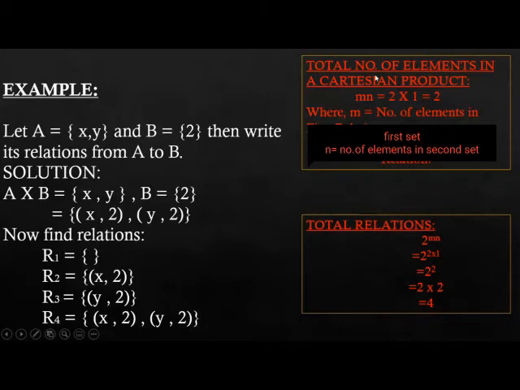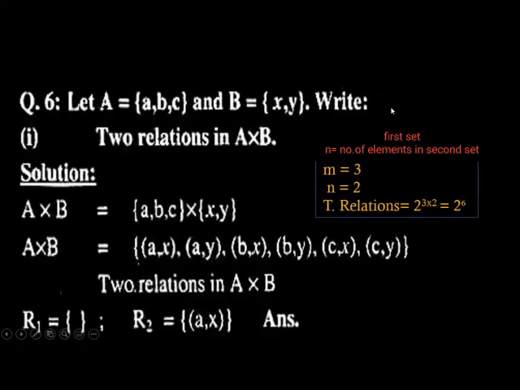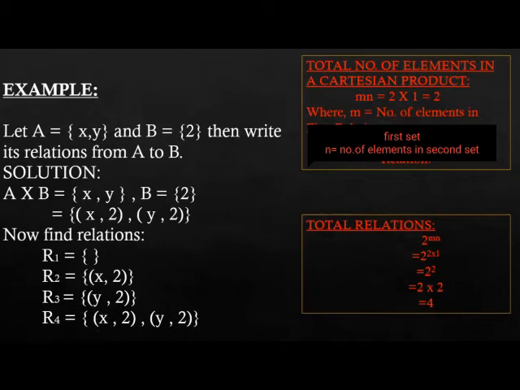So first you need to find the total number of elements in a Cartesian product. The total number of elements in a Cartesian product is mn. The set A has 2 elements and B has 1 element, which is 2. So 2 multiplied by 1 is equal to 2. So there are two elements which are present in the Cartesian product of A cross B.